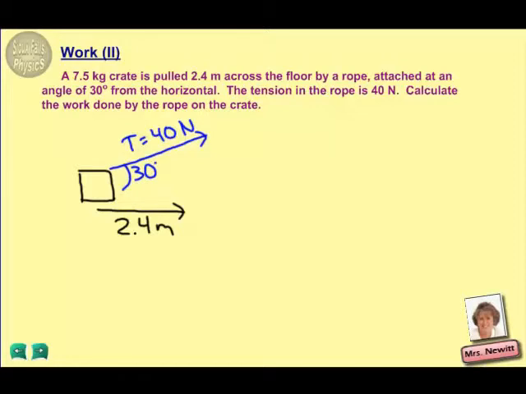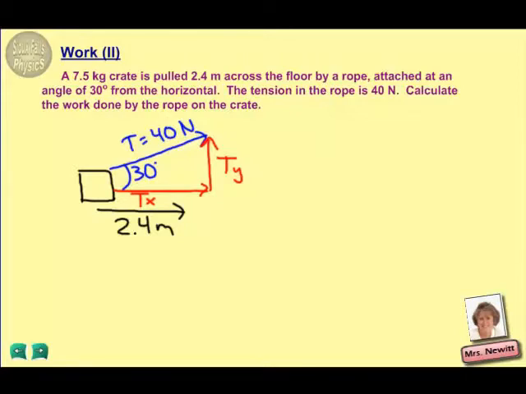So since our distance is a horizontal distance here, 2.4 across the floor, that means that when we look at this tension of 40 newtons, all we need to use is the horizontal component. So again, that 40 newtons is divided into some force in the x direction and some force in the y direction. The force in the y direction really isn't important to us in this case.